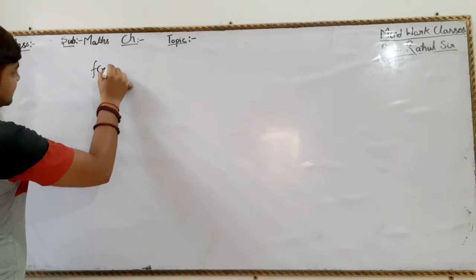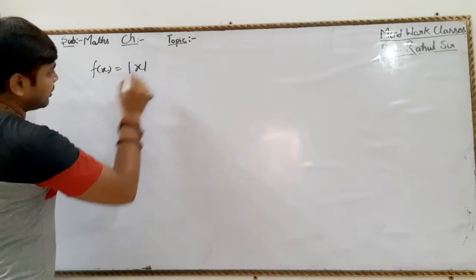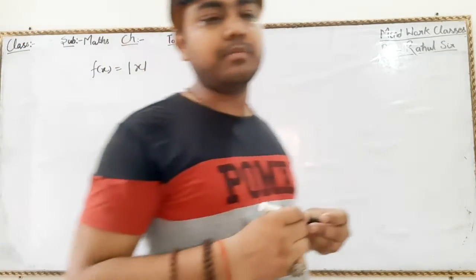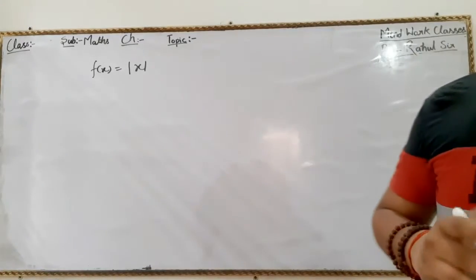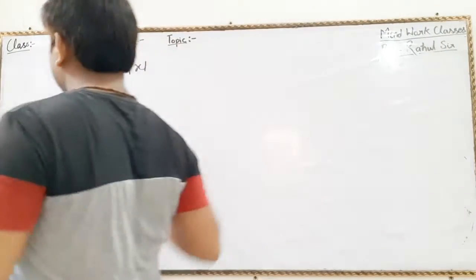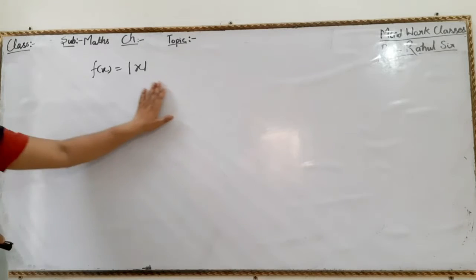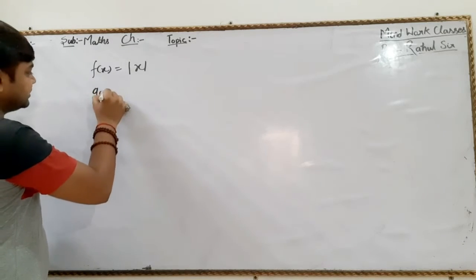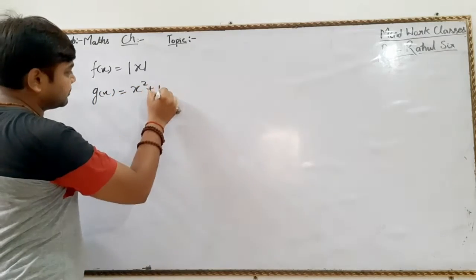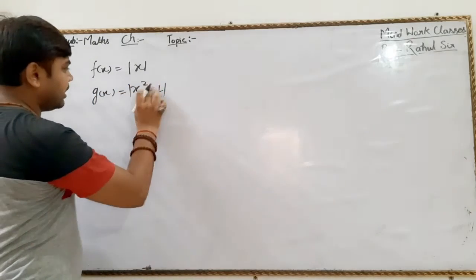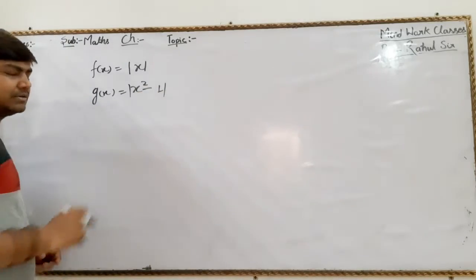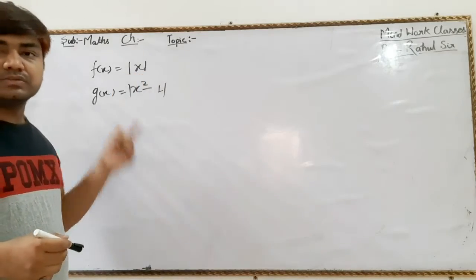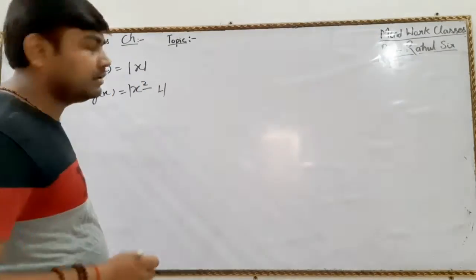Let us say a function f(x) is given as mod of x. Modulus function means mod of x, any function which is written in the form of mod. So f(x) is given in the form of mod of x. It can also be g(x) is equal to x square plus 1 or something like that, or minus 1, anything like that. So the function which is written in the form of mods is known as modulus function.